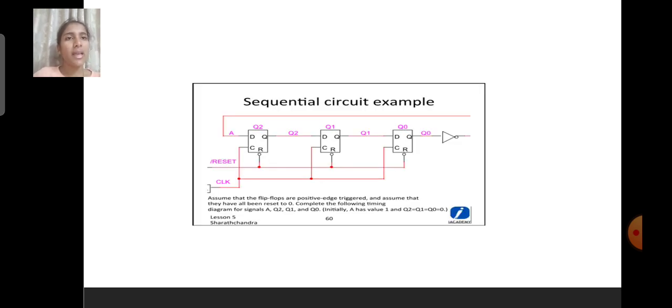Sequential circuit example. Assume that the flip-flops are positive edge triggered and that they have all been reset to 0. Complete the following timing diagram of the signals A, Q2, Q1 and Q0. Initially, A has the value 1 and Q2 equals Q1 equals Q0 equals 0. It is an example of sequential circuits where the circuits are connected in sequential order and the output is extracted from there.